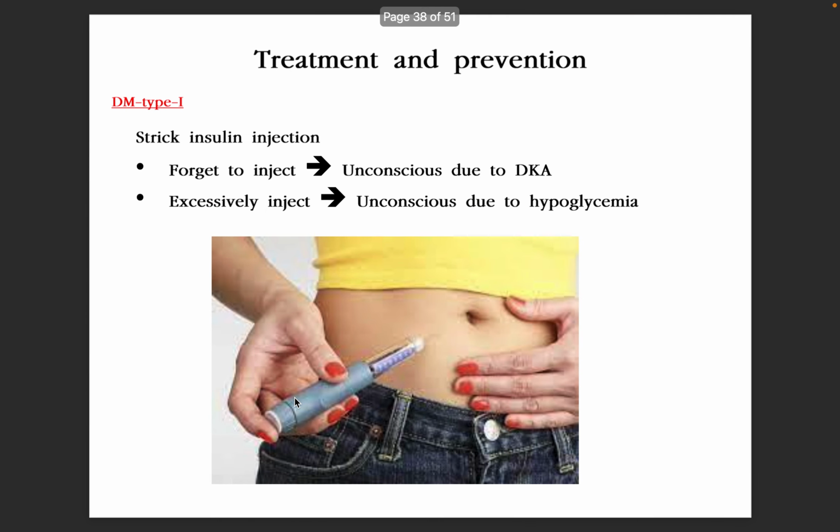To efficiently treat DM type 1, insulin injection is the standard goal. Subcutaneously injected, the appropriate amount of insulin must be considered due to the life-threatening consequences in case of an inappropriate amount. With an inadequate amount of insulin or without injection, unconsciousness might occur due to the high level of ketone bodies as well as acidemia known as DKA. Likewise, unconsciousness might also occur if an excessive amount of insulin is applied, due to the sharp drop of blood glucose to a critically low level.